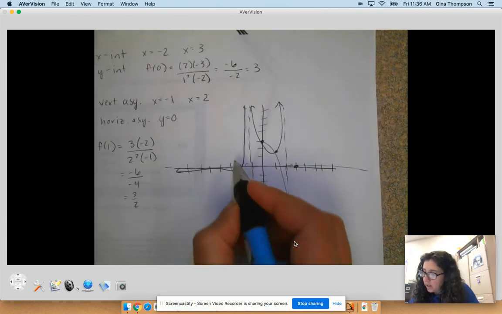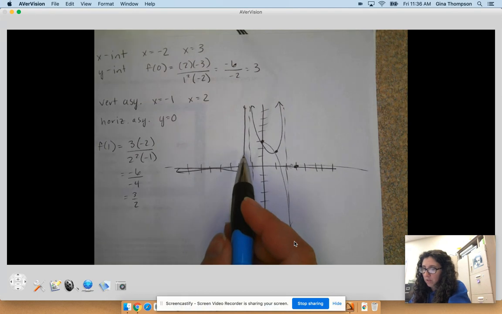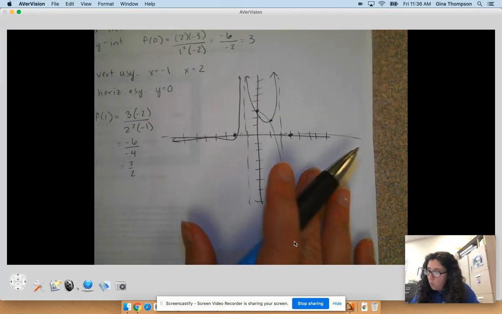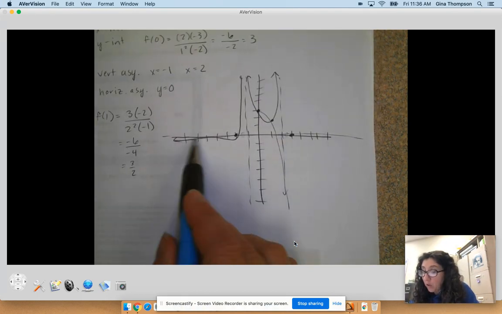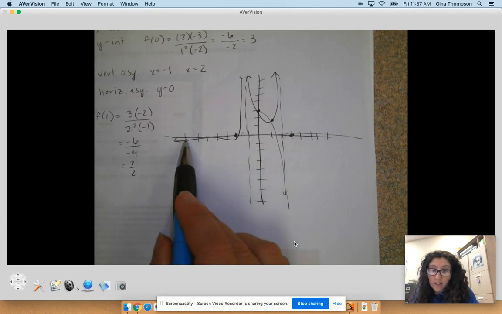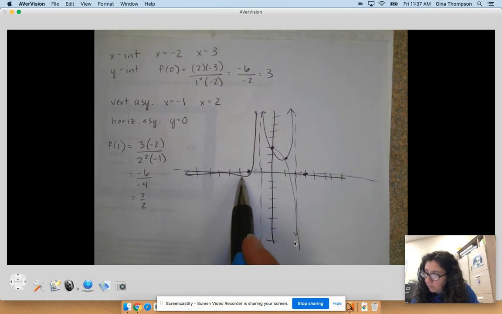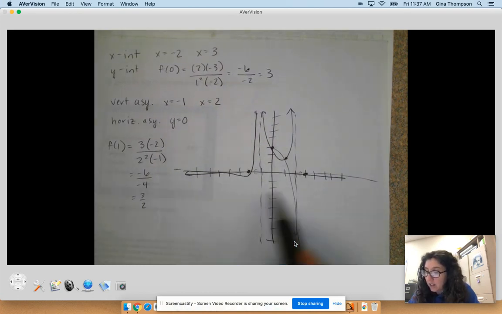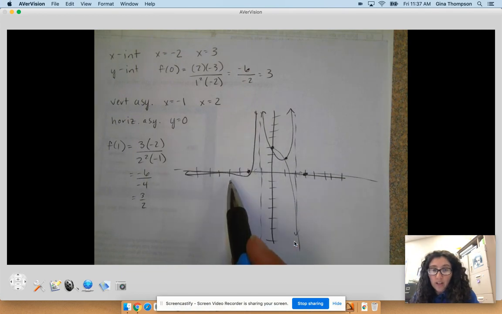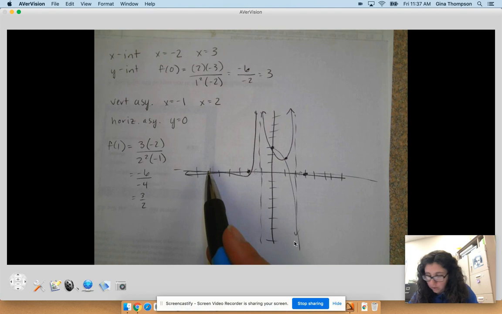So we have a horizontal asymptote. Let me get rid of this distracting thing. We have a horizontal asymptote, but the graph actually crosses that horizontal asymptote. Okay, you don't have to know that from this. I'm just telling you. That's what the graph looks like. It's okay inside here for it to cross horizontal asymptotes. The horizontal asymptotes just tell us the end behavior, right?